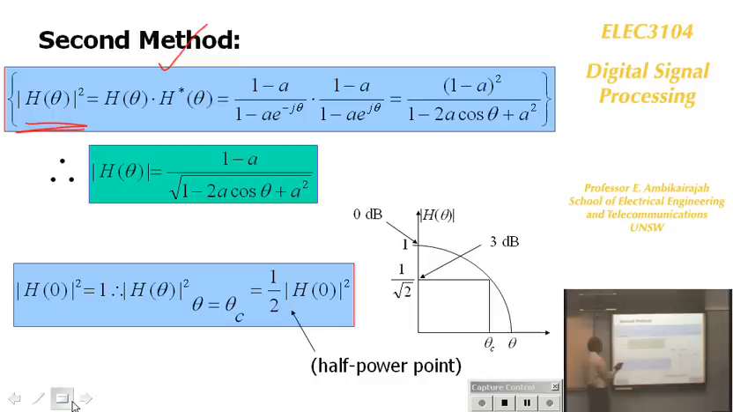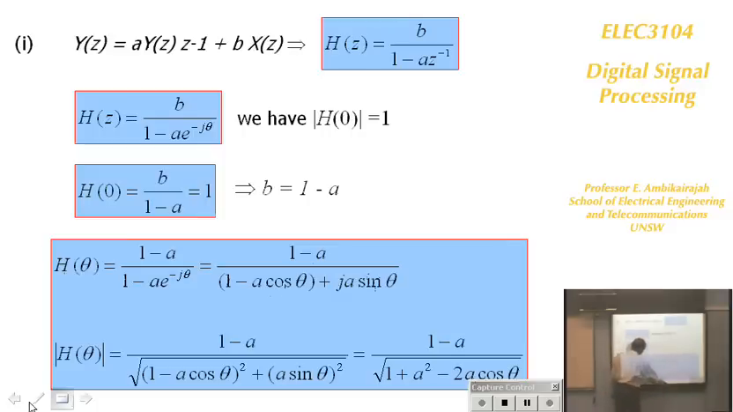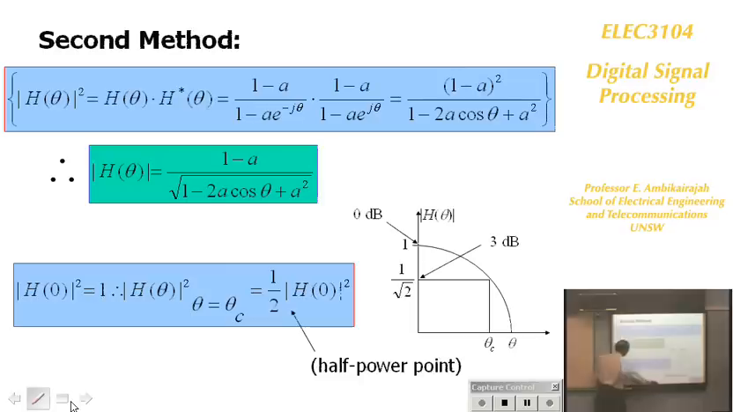First you calculate mod H theta squared, which is defined as H theta multiplied by H star theta, the complex conjugate, which I have done earlier in an example in Part B, Chapter 1, CD. So this is H theta, and that's H star theta. When you take the complex conjugate, the minus J theta will become plus J theta. If you multiply these two, you will get mod H theta squared. If you multiply this out and expand it, you will get this. And then mod H theta is the square root of that. And this is exactly the same as what you got before. You can use either method to get the modulus or modulus squared.